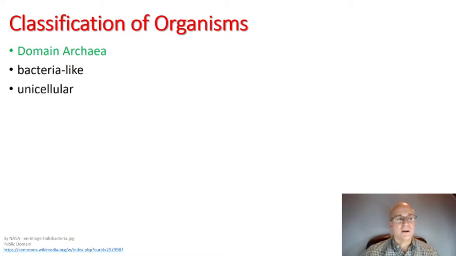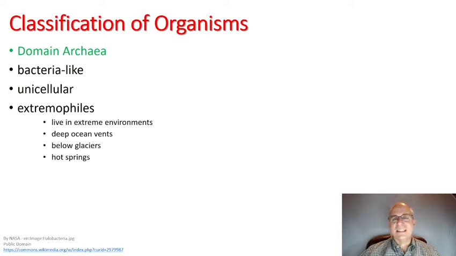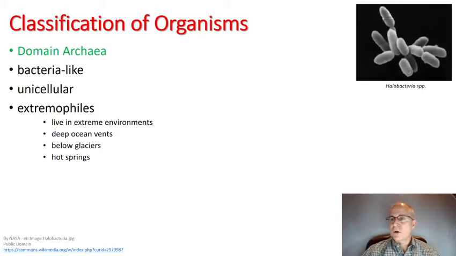Like bacteria, they're unicellular, they are really, really small, but we tend to find these in really extreme environments. So sometimes they're called extremophiles, which means philios, to love, extreme conditions. So we find archaeans in the deep ocean vents at the bottom of the ocean. We find them below glaciers. We can even find them in hot springs. So here is a species called halobacteria that is found in really, really salty places.